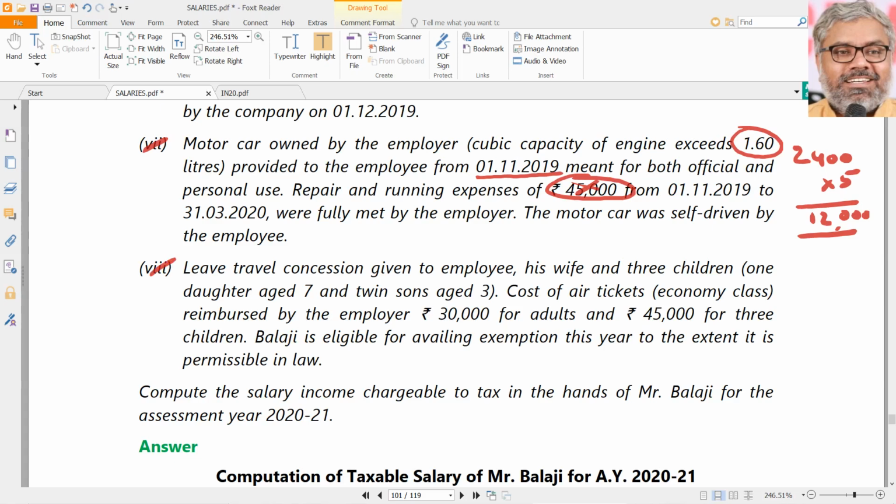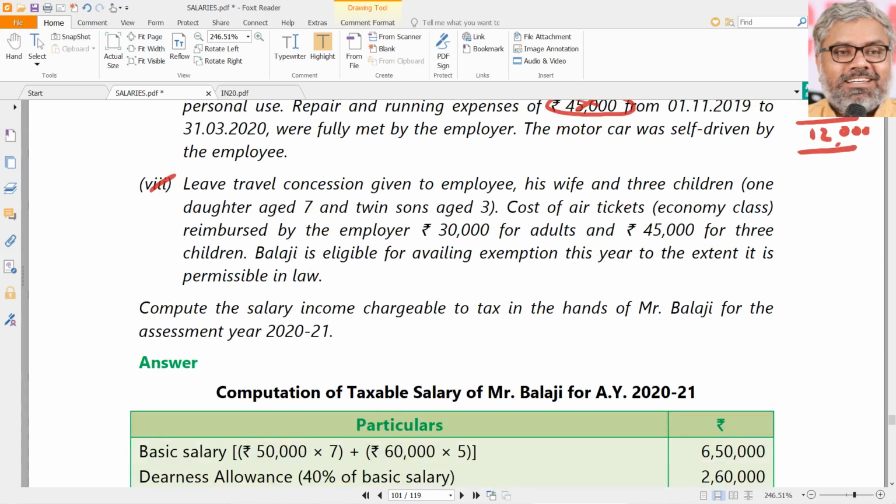Then, leave travel concession is given to the employee, his wife and 3 children. Okay? 3 children means you have to be careful. One daughter aged 7, twin sons aged 3. That is okay, right? We discussed already. If daughter aged 3, twin sons aged 7, then problem. Then only 2 will be getting, 1 will not be allowed.